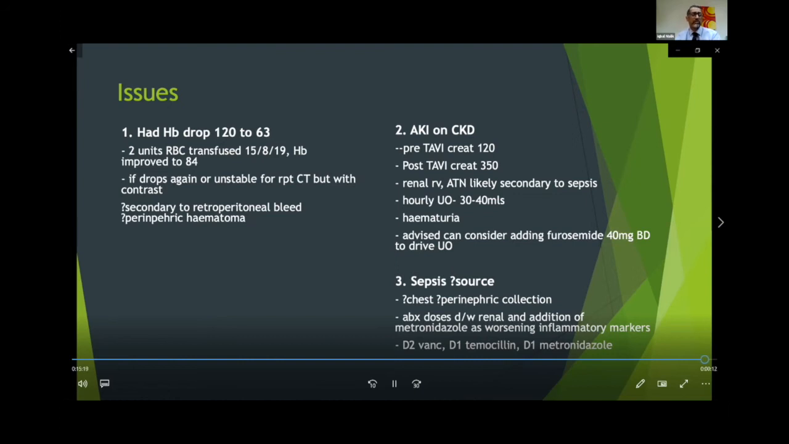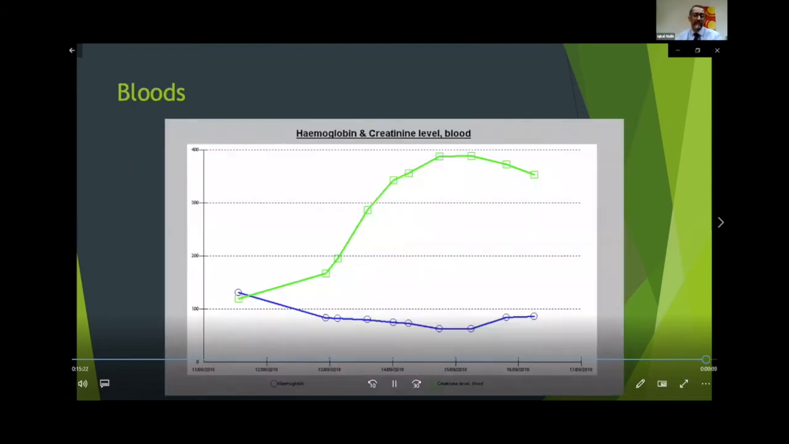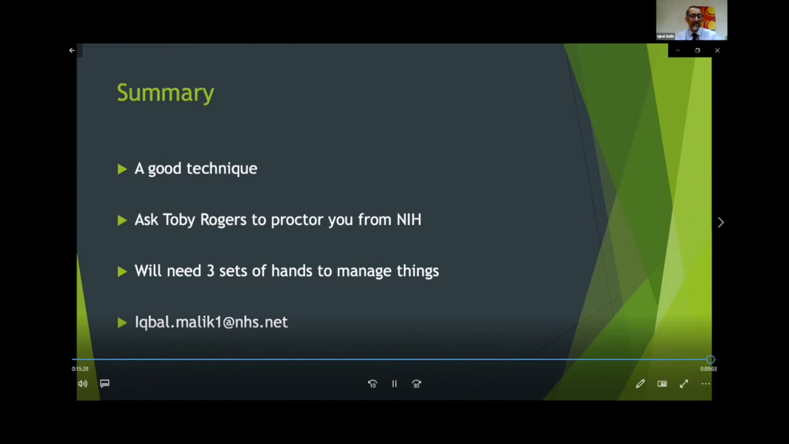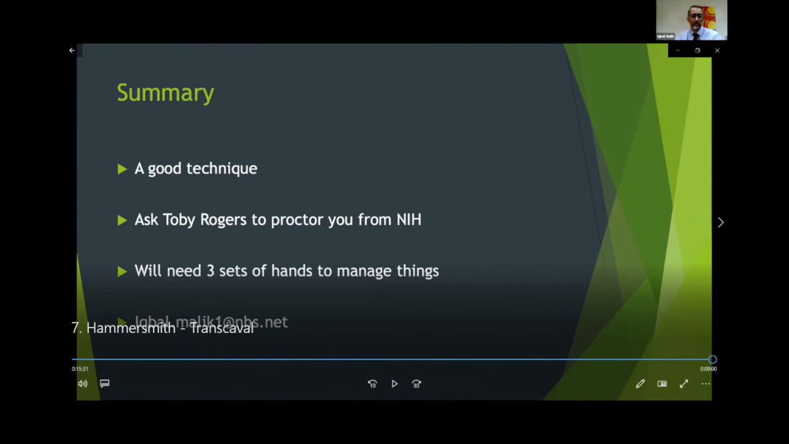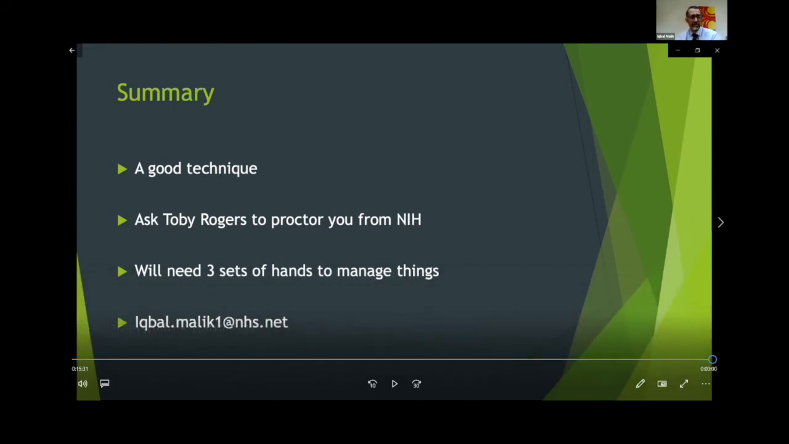In fact, unbeknown to us, he'd stepped out of bed, fallen over, whacked his kidney, and had a perinephric hematoma. So he didn't have a retroperitoneal bleed, but a perinephric hematoma. So I think three pairs of hands, a good proctor to tell you exactly how to do it in the first few cases, produces a really good result in people where you don't have an alternative access route.